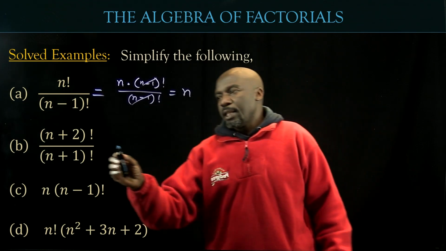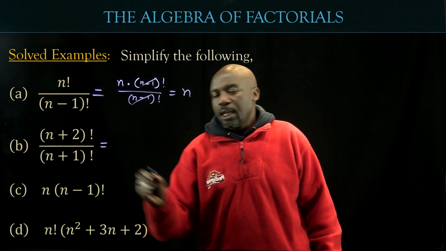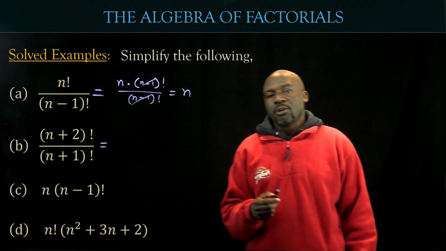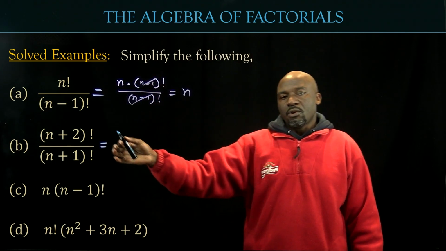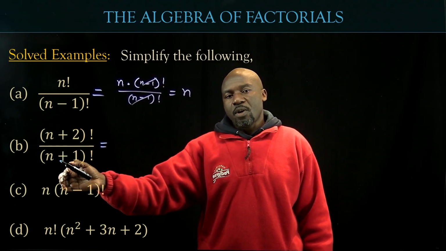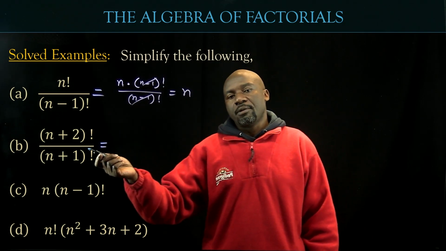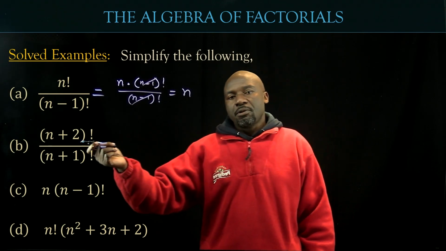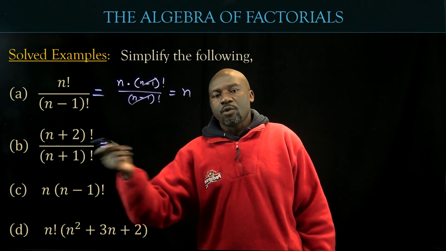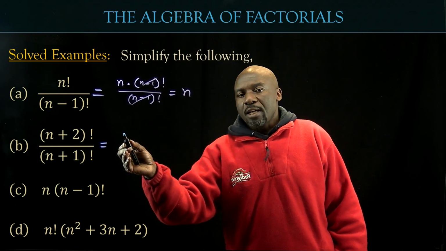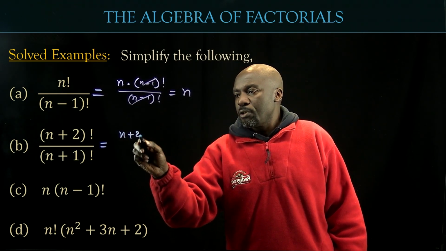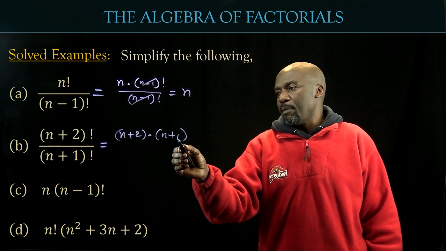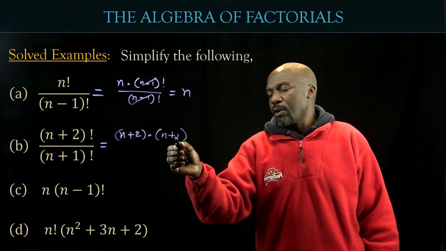Okay, the next one there, we have n plus 2 factorial divided by n plus 1 factorial. That's just the same as the above. So n plus 2 is greater than n plus 1 by just 1. So if n plus 2 is 50, then n plus 1 must be 49. If n plus 2 is 5, then n plus 1 must be 4, like that. And so I can write this as n plus 2 times n plus 1, because that's the next number below it. You subtract 1, okay, n plus 1.